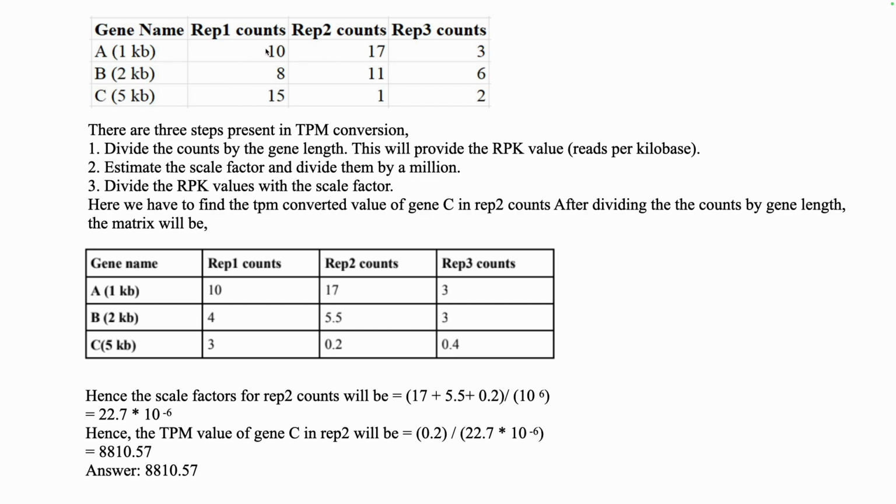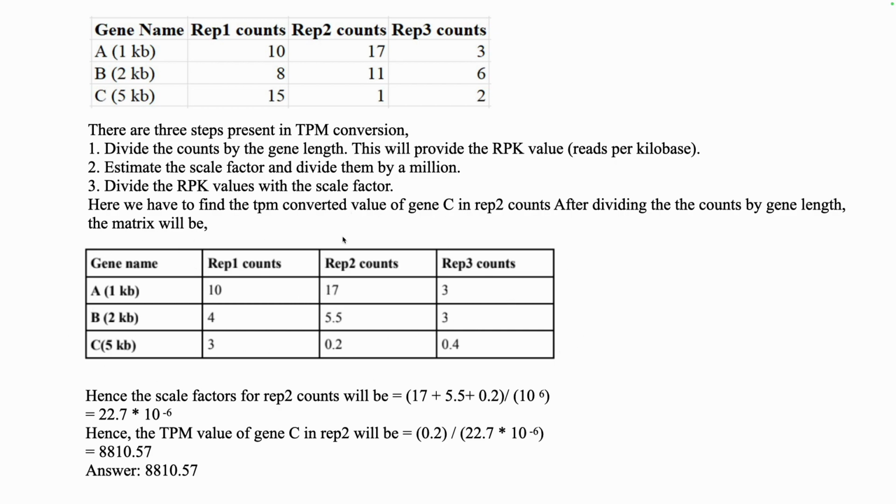For replicate 2, 17 divided by its gene length, which is 1, then 3 divided by 1. For B, you need to divide 8 divided by 2, 11 divided by 2, 6 divided by 2. Like this, you have to divide the read count by its gene length for each gene. After dividing, you'll get this table.